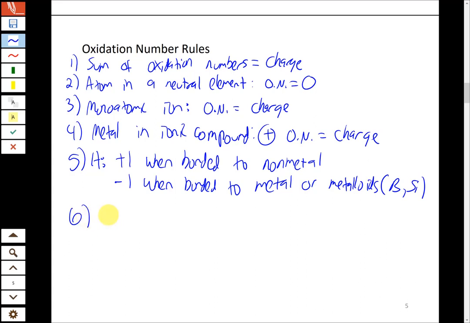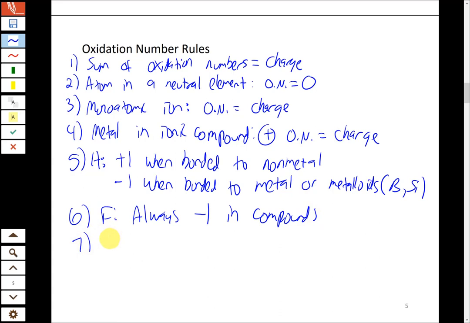For fluorine, it's always going to be -1 anytime you have a compound with fluorine in it. So whether it's an ionic compound or a covalent compound, fluorine is always -1. And that's because when we're doing oxidation numbers, we're giving the electrons to the more electronegative atom. Fluorine is the most electronegative atom, and so it's always going to be -1 when we divide the electrons up that way. That's an easy one to look for.